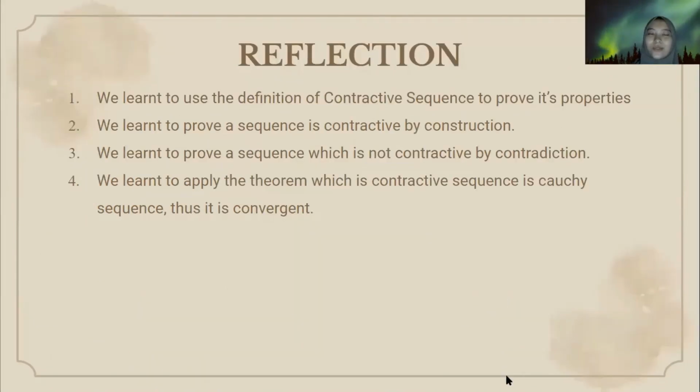So we are going to conclude what we have learned from this SCL, which is contractive sequences. The first is we learned to use the definition of contractive sequence to prove its properties. The second is we learned to prove a sequence is contractive by construction. The third is we learned to prove a sequence which is not contractive by contradiction. And lastly, we learned to apply the theorem that a contractive sequence is a Cauchy sequence, thus it is convergent. Thank you.